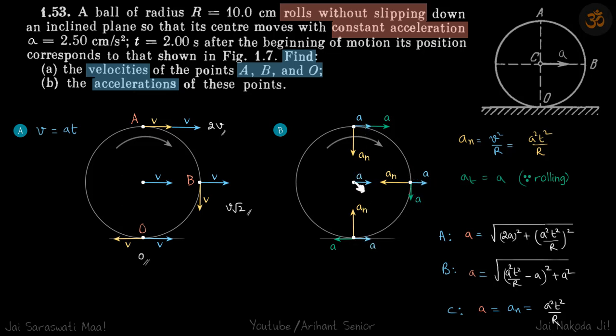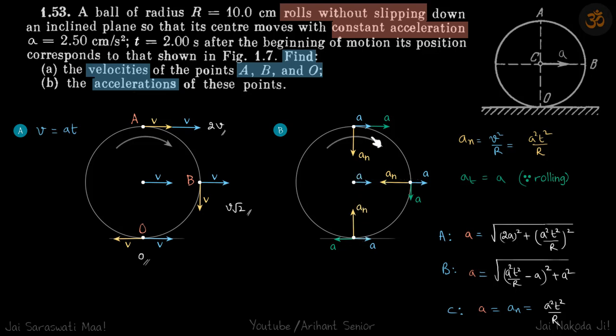Now with respect to center, it will have two components. One is normal, that will be simply v square by r. And one is tangential, that will be alpha r, which is also a in case of rolling. So these are all 3 components of accelerations of the 3 points. At the top point, the tangential component of acceleration is towards right, here it's towards down, and here it's towards left. And the normal acceleration will always be towards the center.